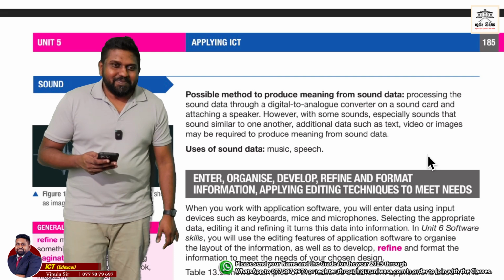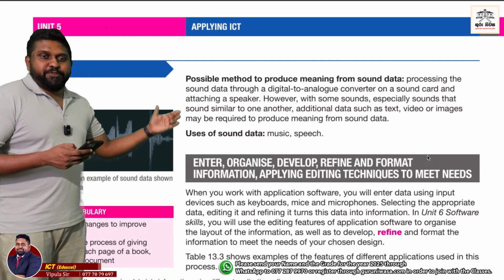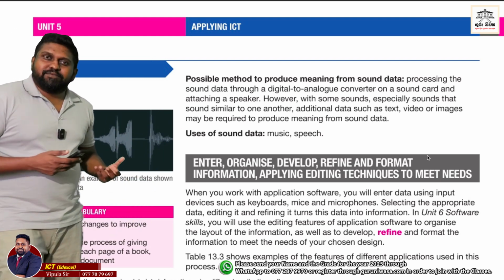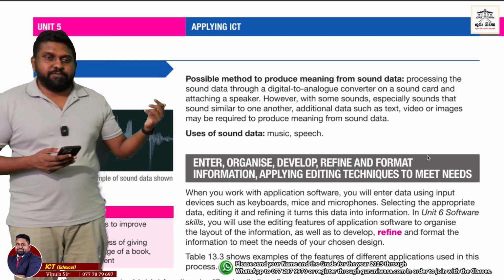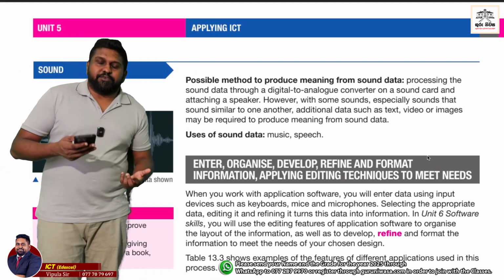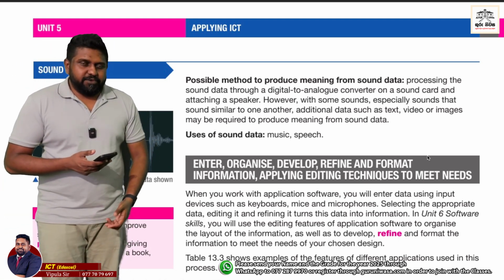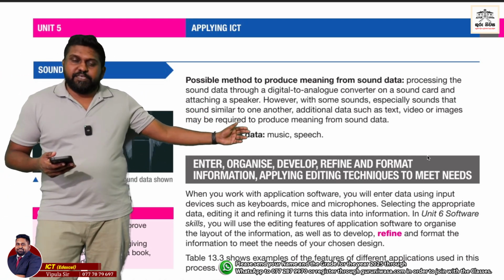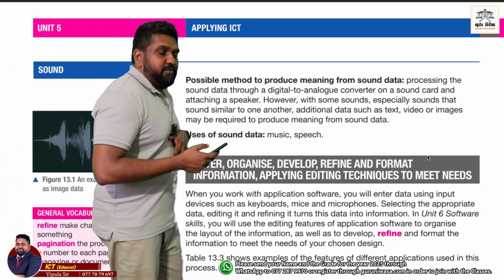So yeah, sound. We went through all the types. Now sound. A possible method to produce meaning from sound is actually a little complex, because either you have to put the sound through some sort of digital to analog converter, and then it should go through some sort of sound card, and then it should be read by the system. So uses of sound is basically for music and speech.